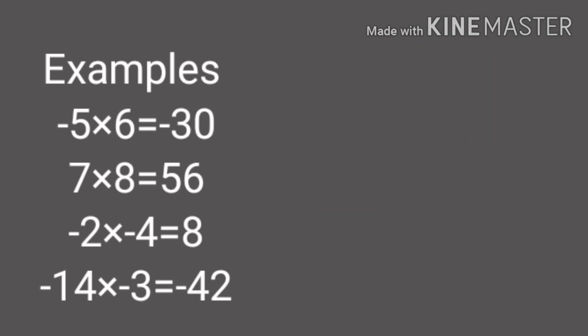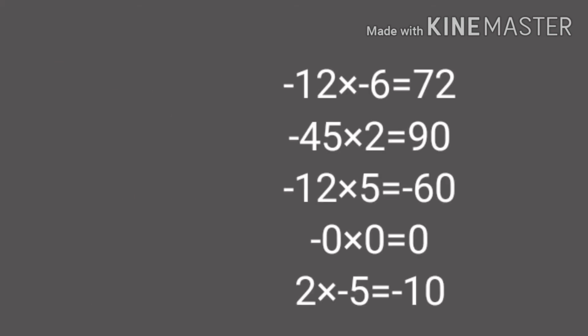In this chart, now I am giving some examples of multiplying integers. Negative 5 multiply 6 is equal to negative 30. Then 7 multiply 8 is equal to 56. Then negative 2 multiply negative 8 is equal to 16. Some rules are following here.